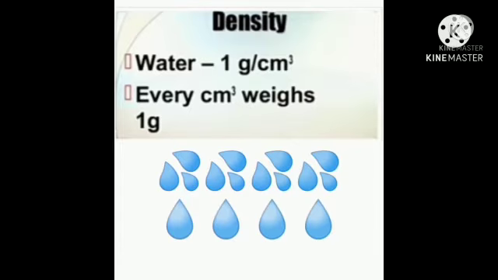As I told you, density is mass per unit volume. The density of water is 1 gram per cubic centimeter. So anything which is less dense than this will float on the surface of the water. And anything which is more dense than this will sink in water.